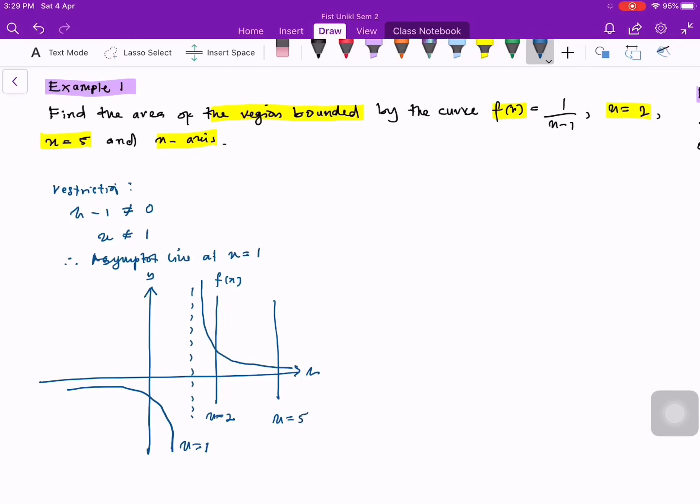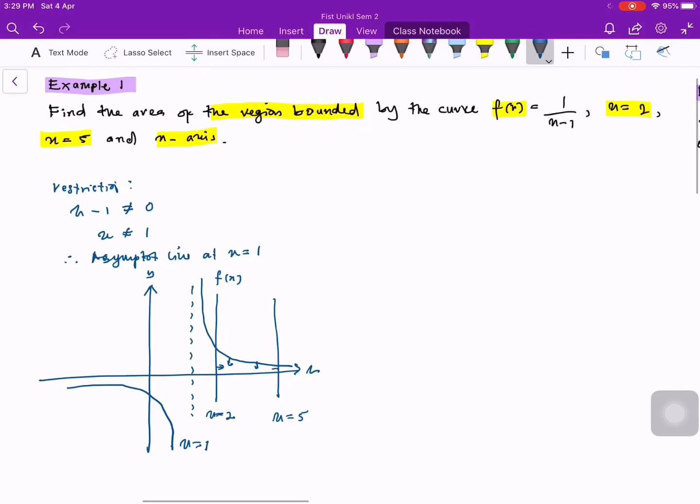And the x-axis. So now we are looking for the region bounded between these four things. The first one is f(x), then x equals 2, then x equals 5, and lastly the x-axis. So the region that we're looking for here is this part. Alright, so this is the region that we're looking for.